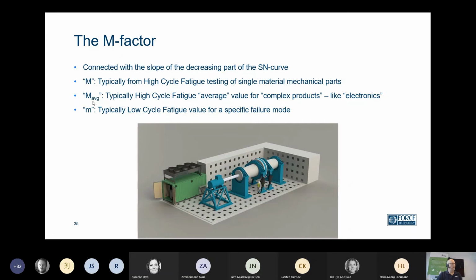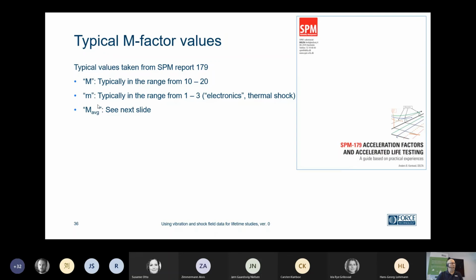We will also use the term M average in this webinar. That's the high cycle fatigue average value for a complex product like electronics. And we will use a small m for a low cycle fatigue value for a specific failure mode. People are not using these terms consistently, so whenever you see an M factor, ask what it is relevant for. And let me show you where you can find some values.